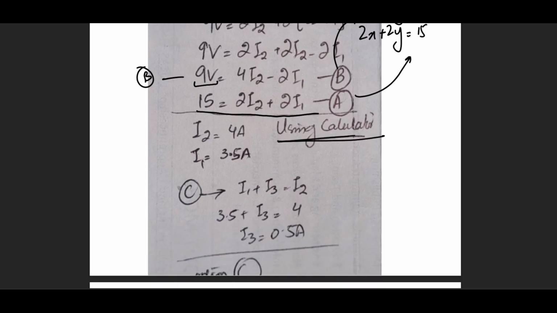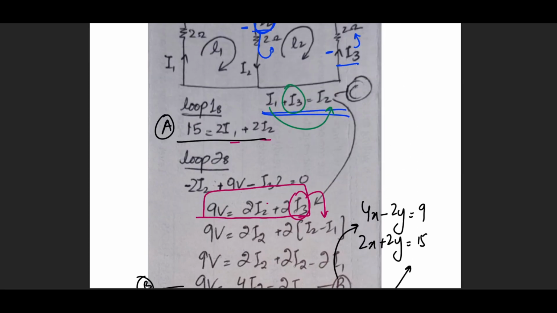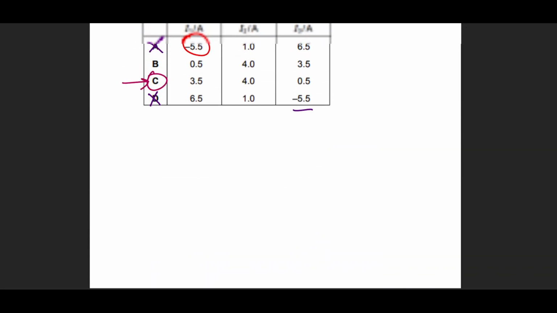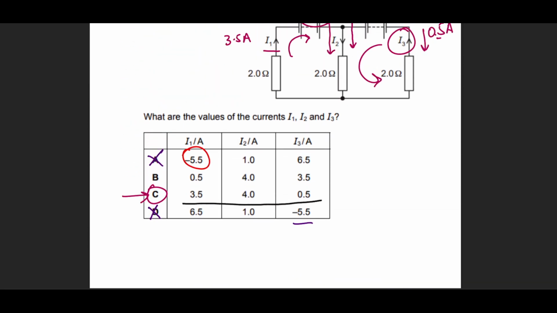So using the calculator, I've shown you how to do that. I get these answers. Now I put this back into this equation and I get 0.5. Now all answers are here, 4 ampere, 3.5 and 0.5, based on this option C.